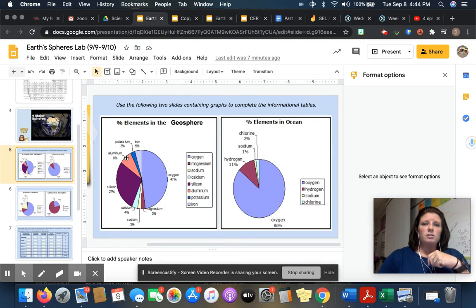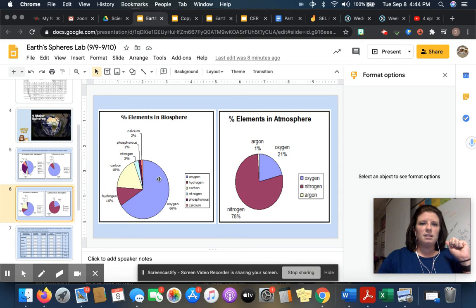Okay, so I'm going to provide you with 4 different charts. The first one shows me a pie chart of the elements in the geosphere. Remember, that's the ground we walk on. Then in the ocean, known as the hydrosphere. On the next slide, it's going to show me the percentage of elements in the biosphere. And the last one is in the atmosphere.